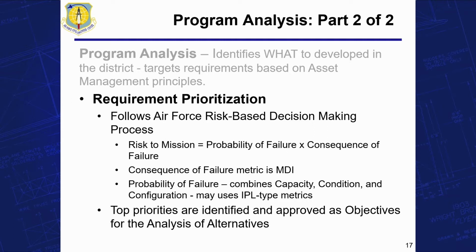Our process follows the Air Force's risk management process to apply fact-based, risk-informed decision-making in the district planning process and follows a simple algorithm where risk to mission is equal to the probability of failure times the consequence of failure. The primary metric added in this analysis is the Mission Dependency Index, or MDI, and is used to communicate consequence of failure in the prioritization process.